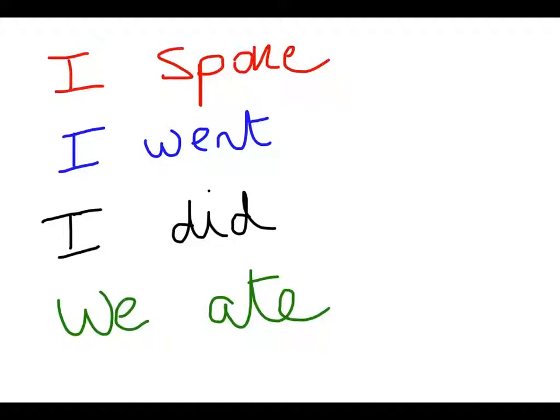For example, I spoke, I went, I did, we ate. There are thousands and thousands of possible examples. For example, we listened, we did, we danced. Basically anything that is a past tense event of the verb.